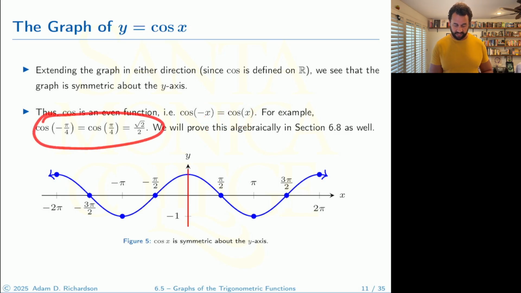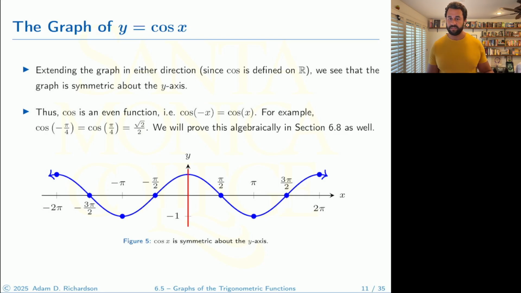Here's an explicit example. Cosine of negative pi over 4. Negative pi over 4 is right here. Cosine of this value is the same as cosine of pi over 4. Right there, you have the same output value, root 2 over 2 in this case.